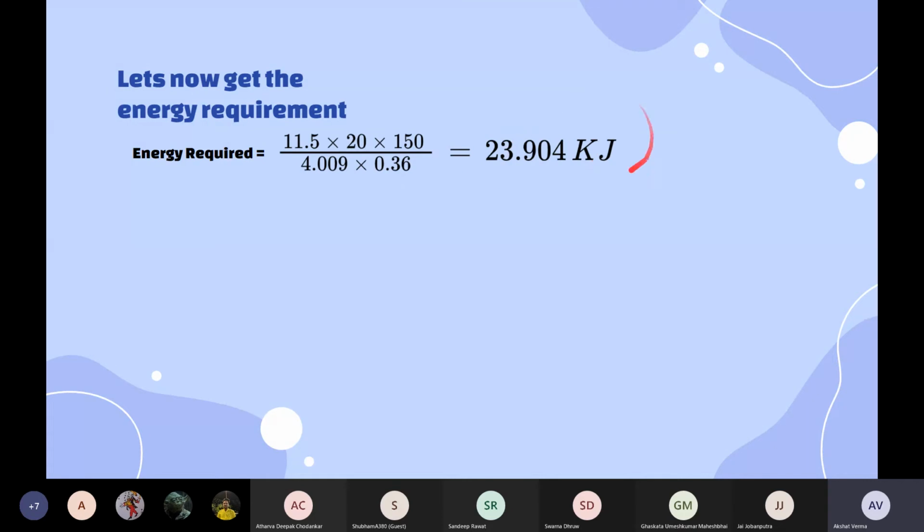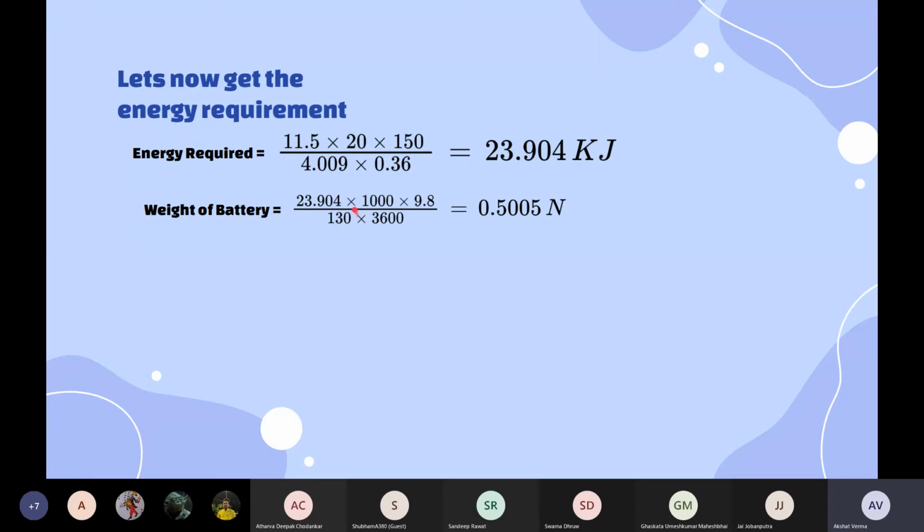So we have got the energy required. Now what we need is the weight of battery. So let's get the weight of battery. Yeah, so weight of battery will be nearly like this part is the energy required. This will be divided by the specific energy density of the battery, that is 130 in our case.